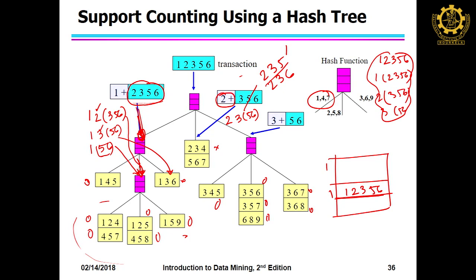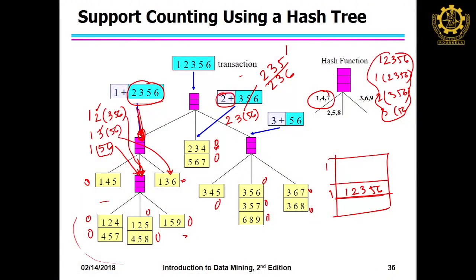Now you match here: 2, 3, 5 is not there, and 2, 3, 6 is not there. So it remains 0 here. So there is no increment of this frequent item set. Why is 2, 3, 5 not there? Because its corresponding subset was infrequent. While generating the hash tree, we first generate the candidate item sets.